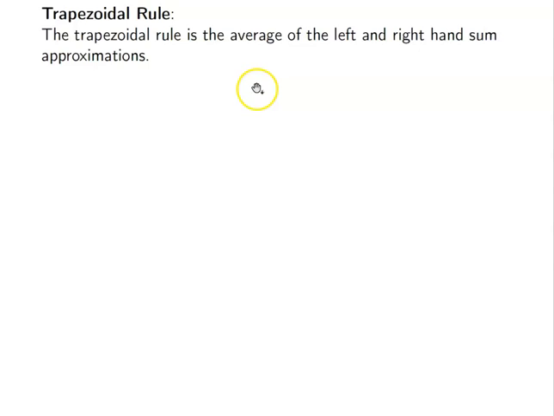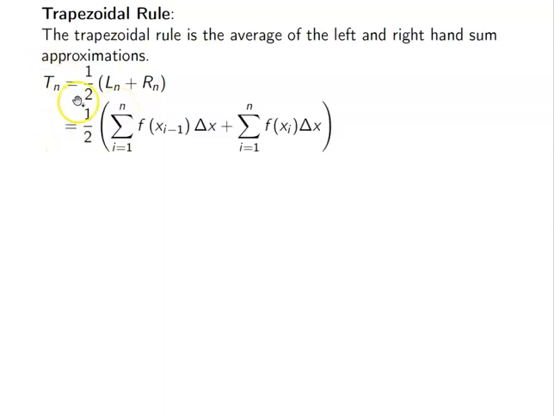So the trapezoidal rule is the average value of the left-hand sum and the right-hand sum approximations. I'm going to take the left sum and the right sum, add those two approximations together, and divide by two. I find the halfway point between those two, and that is my trapezoid rule.